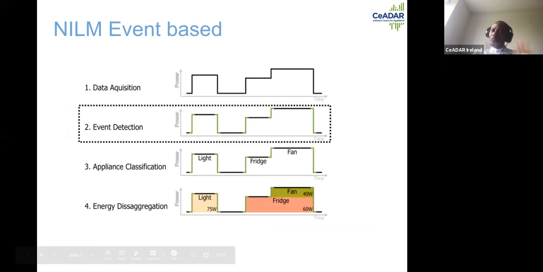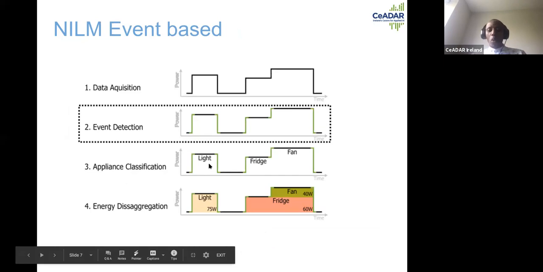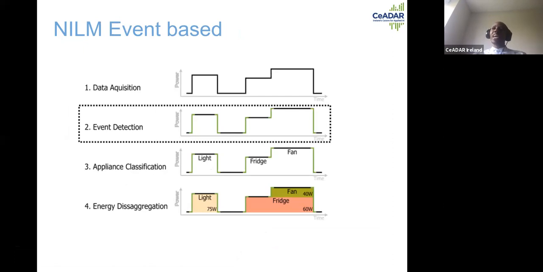So for this talk, I will focus on the event-based approach. And for the event-based approach, this is the process, as I said before. One, you have to monitor the signal, like the aggregate signal, and then detect events. Once you detect events, you extract appliance features that could be used to differentiate one appliance from another. Then you apply a machine learning algorithm to classify, okay, maybe at this event, a light was turned on, at this time, the fridge was turned on. Once you have this, you can estimate the corresponding energy consumption. Okay, at this time, the fridge was on, so it consumed this particular amount of power. So in summary, this is the process of an event-based approach.